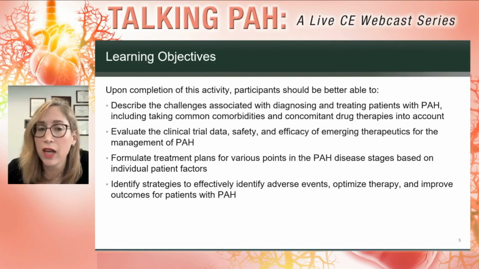The learning objectives today are to describe the challenges associated with diagnosing and treating patients with PAH, including taking common comorbidities and concomitant drug therapies into account; to evaluate the clinical trial data, safety, and efficacy of emerging therapeutics for the management of PAH; to formulate treatment plans for various points in the PAH disease stages based on individual patient factors; and to identify strategies to effectively identify adverse events, optimize therapy, and improve outcomes for patients with PAH.